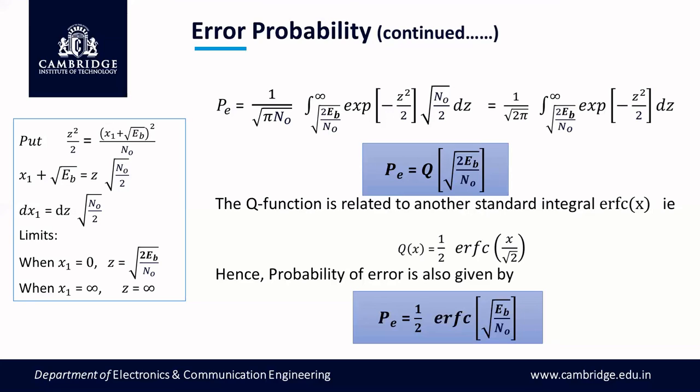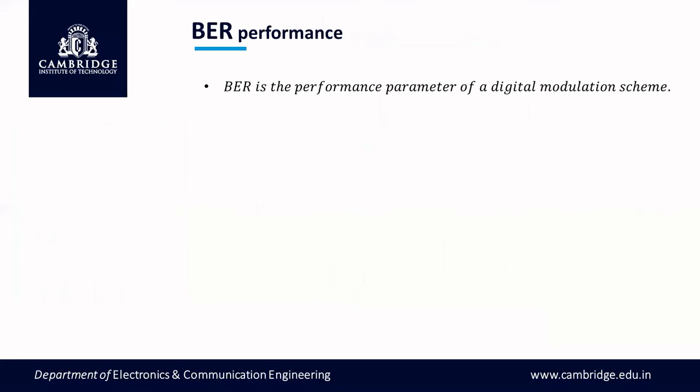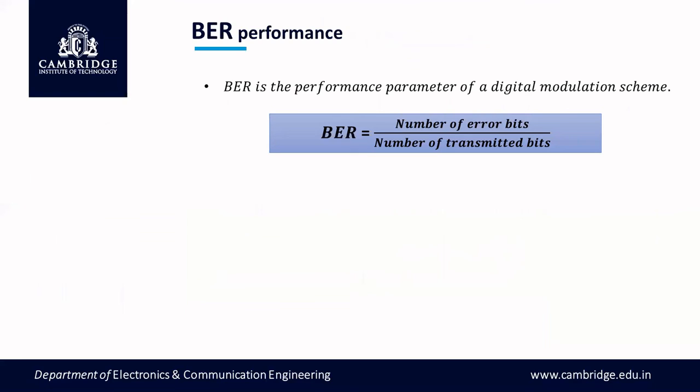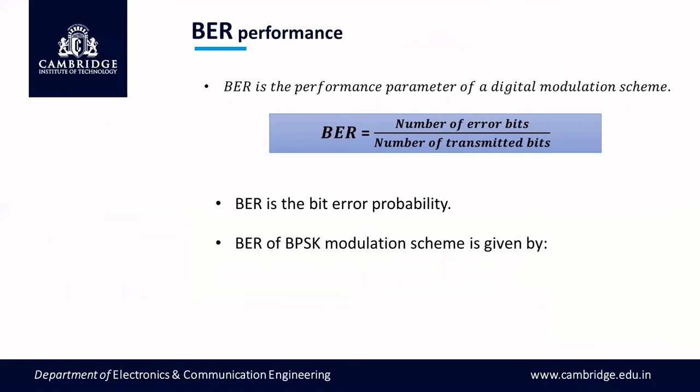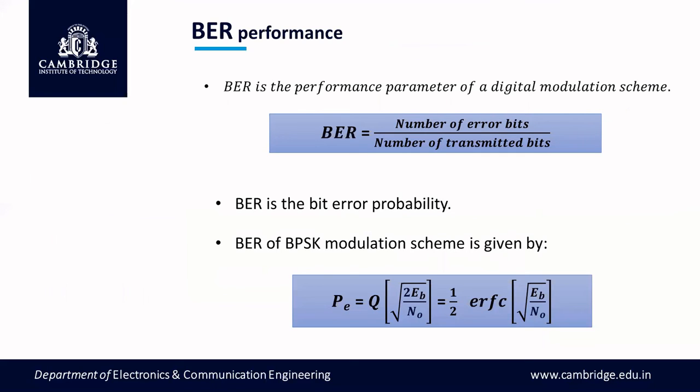With this, we end our discussion. That BER information is also given in this slide. BER is the performance parameter of a digital modulation scheme. It is defined as the number of error bits per number of transmitted bits. The same results we obtained in the previous slide are reproduced here for BER.